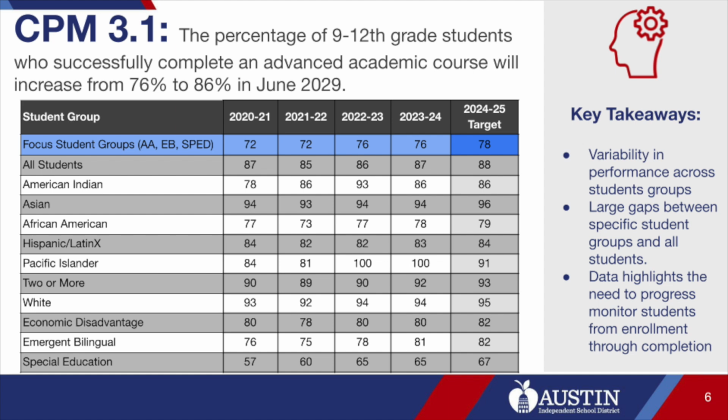Breaking down, we see that 81% of emergent bilingual students and 78% of African American students successfully completed one or more advanced courses, while only 65% of students receiving special education did so. Our lowest group is currently our students receiving special education services.